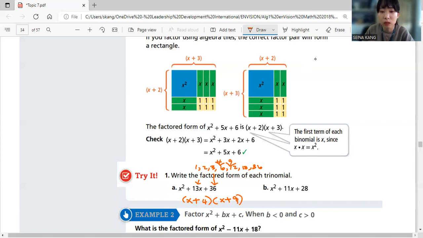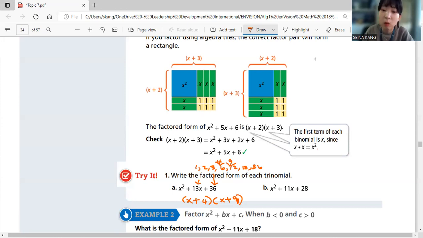Okay. All right, so part A is x plus 4 times x plus 9. If you wrote x plus 9 times x plus 4, it doesn't matter. It's the same answer, okay? Whatever you write first doesn't matter, as long as you have parentheses x plus 4 times parentheses x plus 9, that's correct.